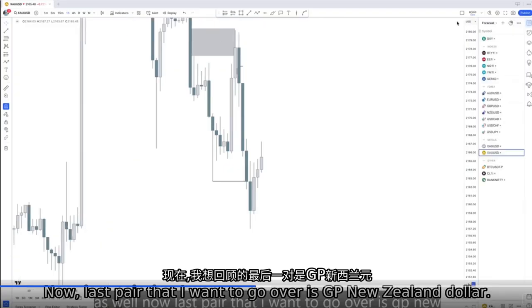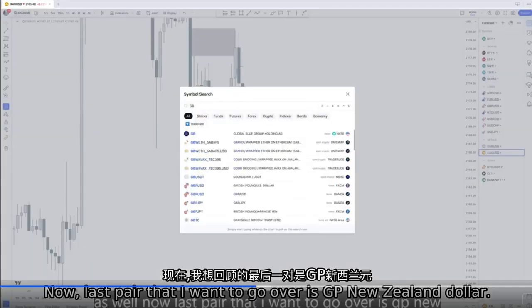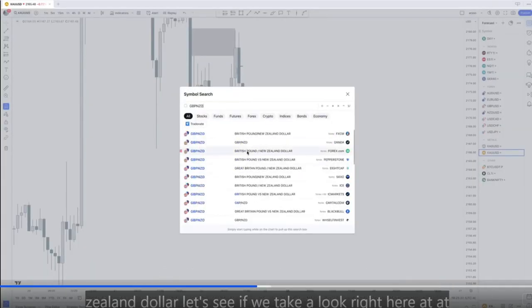Now, last pair that I want to go over is GBP New Zealand dollar. Let's see.